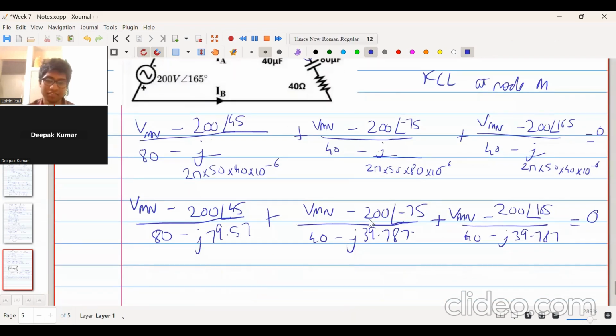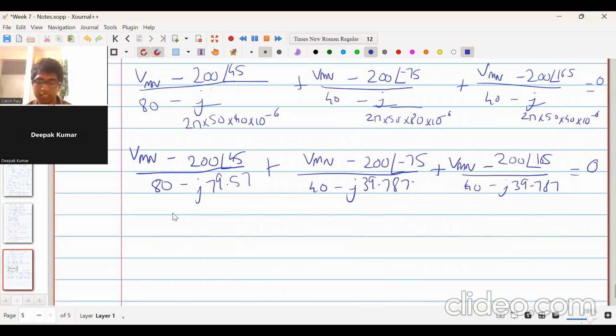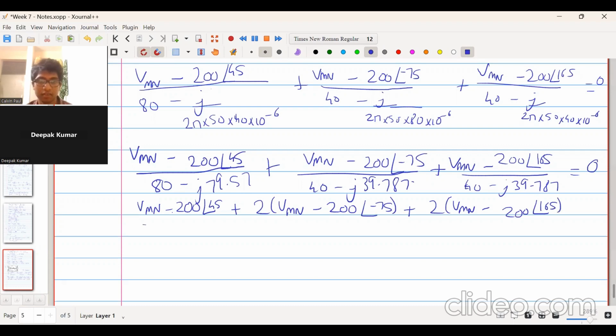So we take 40 minus j 39.787, which is half of this. So we multiply this by 2. Then we'll get a common denominator. So we will get Vmn minus 200 angle 45 plus 2 into Vmn minus 200 angle minus 75 plus 2 into Vmn minus 200 angle 165 upon 80 minus j into 79.57 is equal to 0.